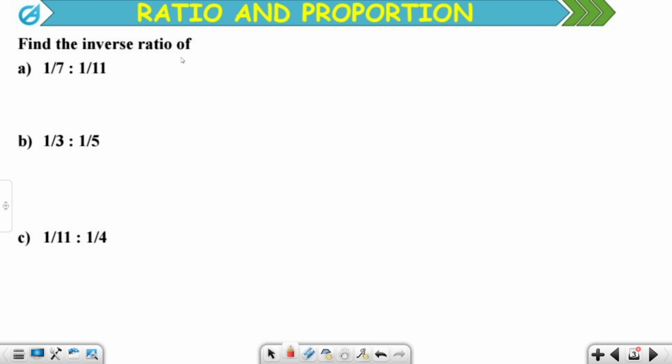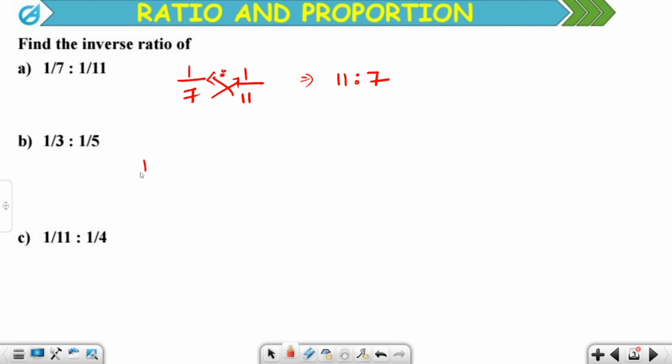Now let's solve the question. Find the inverse ratio of 1 by 7 and 1 by 11. If you observe here, they are already given in terms of a fraction only. So what you have to do is just cross multiply. So the inverse ratio of 1 by 7 and 1 by 11 is nothing but 11 is to 7.